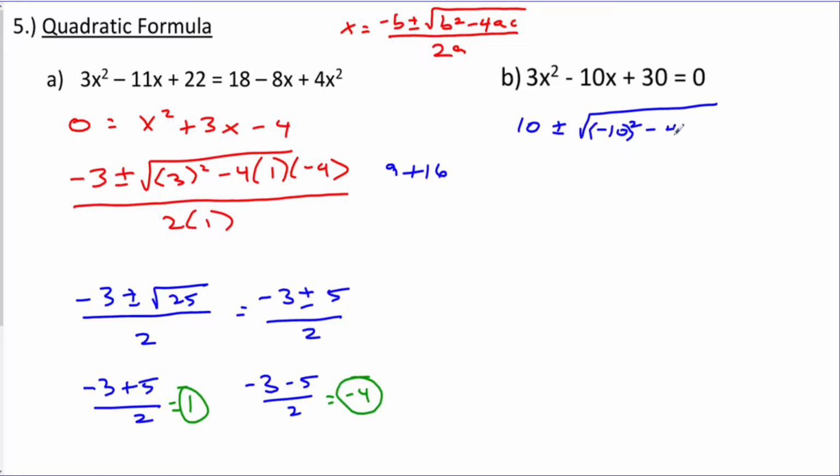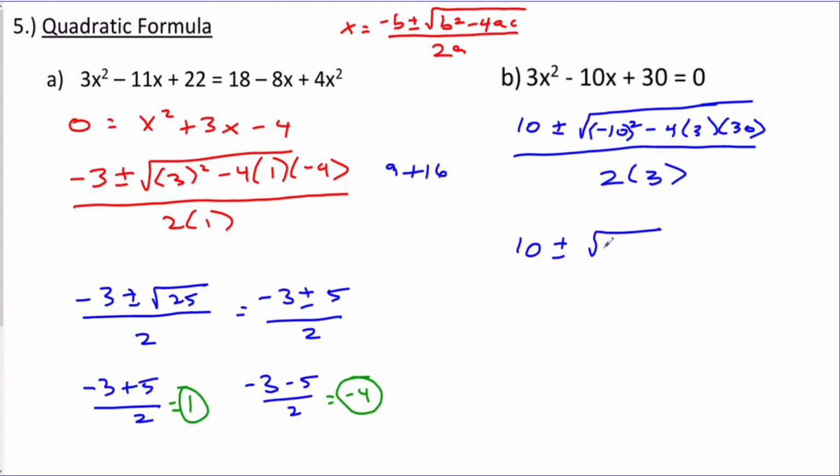Okay, so 4, A is 3, C is 30, right? So I'm going to say all over 2A, which in this case is 2 times 3. Okay, so let's see what happens when we simplify our radical here, right? We're going to end up getting 100 minus, and I believe this comes out to be 12 times 30, which is 360. So 100 minus 360 would be -260. Okay, so I'm going to say this is -260 all over 6.